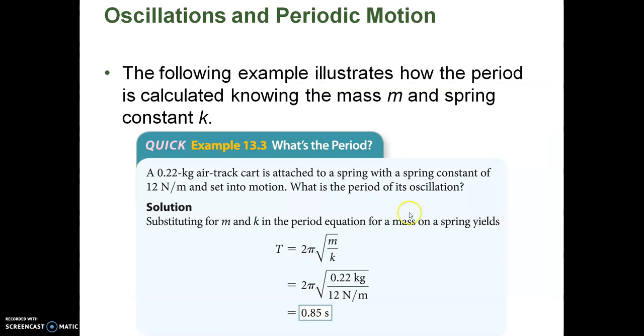Okay, so here's a sample problem. We've got a 0.22 kilogram cart that's attached to a spring. The constant is 12 newtons per meter. Stretch it, release it. What's the oscillation period going to be? Well, period is 2 pi times the square root of the mass, 0.22, over the k of 12. So divide them, square root, multiply by 2 pi. I'm going to trust their math here because I'm too lazy to grab a calculator. You get 0.85 seconds. So it's going to take a little less than 1 second for that spring to push the cart, pull it back, and complete one period.